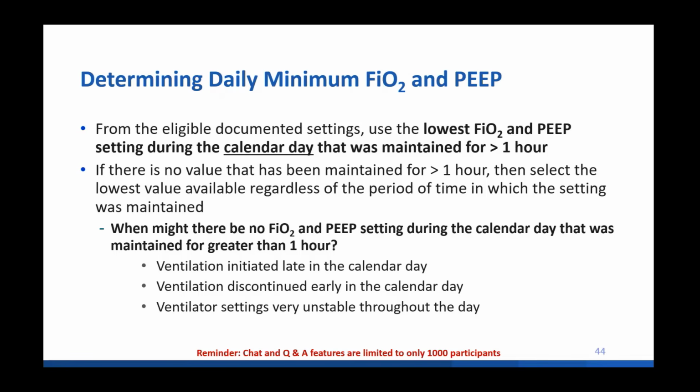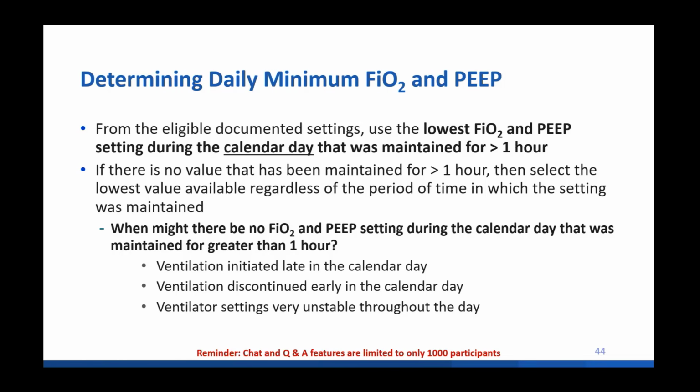From the eligible documented settings, we can now determine the daily minimum FiO2 and PEEP. Use the lowest FiO2 and PEEP settings during the calendar day that were maintained for greater than 1 hour. If there isn't a value that has been maintained for greater than an hour, select the lowest value available regardless of the period of time in which the setting was maintained. There are a few situations in which this can happen.